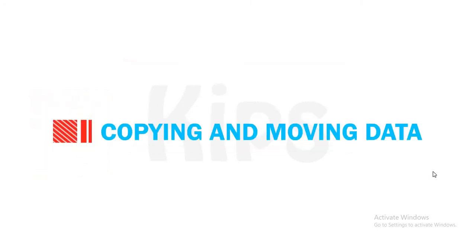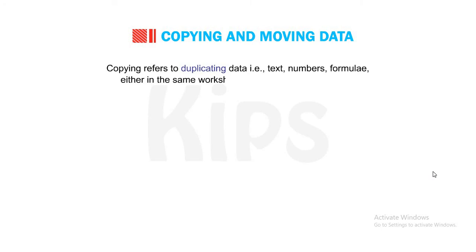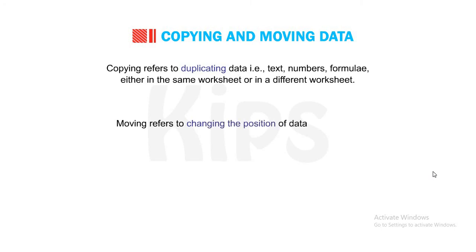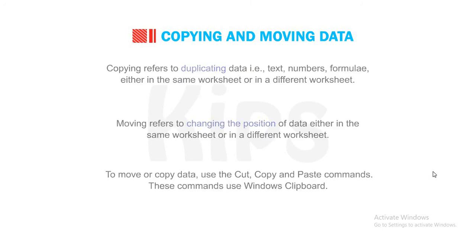Okay, now let us find out how to copy and move data. Copying refers to duplicating data, that is text, numbers, formulae, either in the same worksheet or in a different worksheet. Moving refers to changing the position of data either in the same worksheet or in a different worksheet. To move or copy data, use the cut, copy and paste commands. These commands use the Windows clipboard.